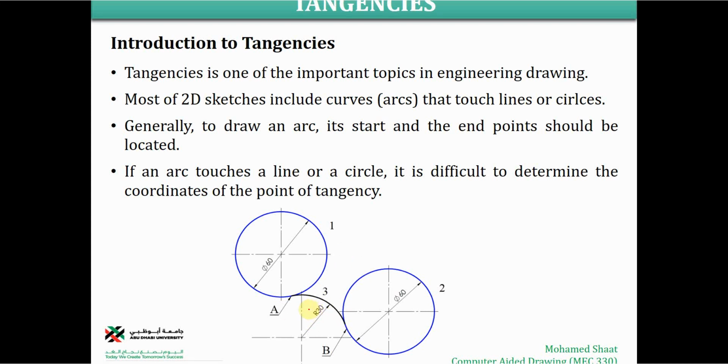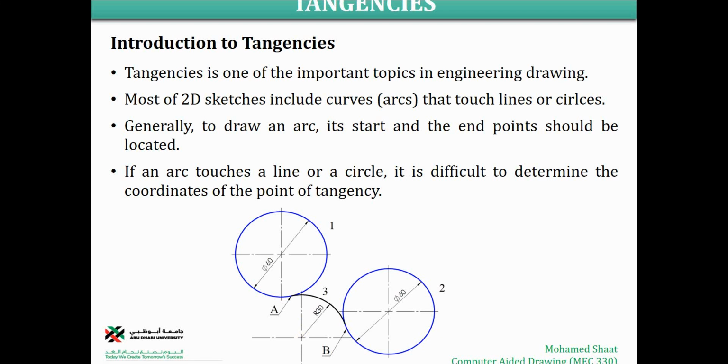This arc is tangent to these two circles, as already shown here. It is tangent at point A and it is tangent at point B, right? And the radius of this circle is already given as 30 millimeters. But how about the center point? It is not necessary for an arc that is tangent to two objects that the center will be given. As I mentioned, the arc is just a portion of the circle. It is a part of a circle.